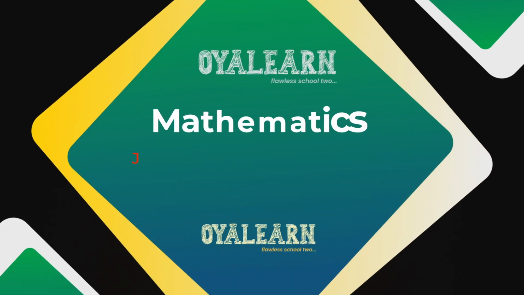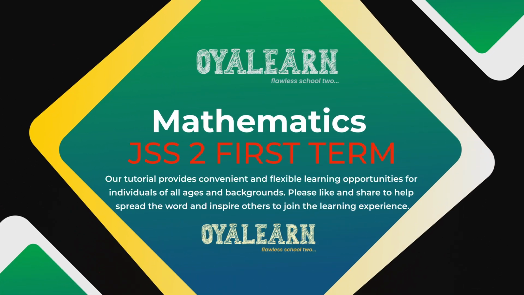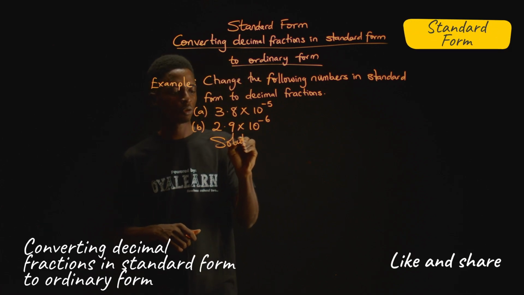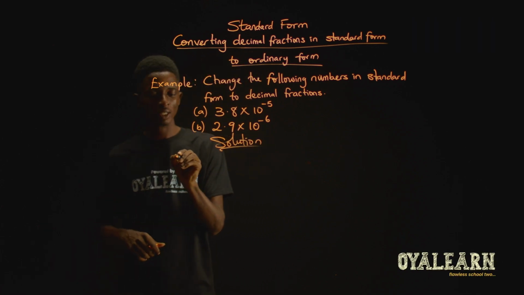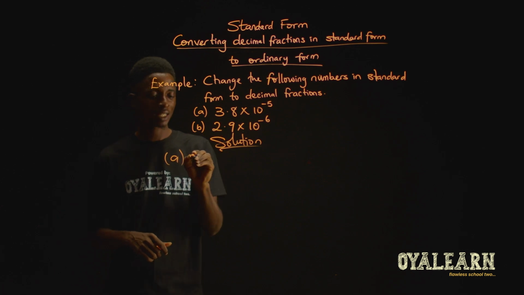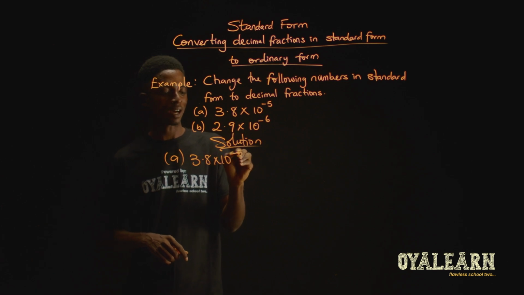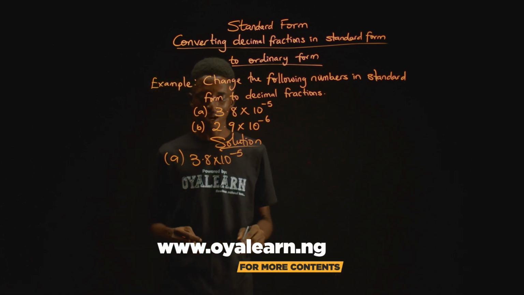Now let us change these numbers, which are already in standard form, to decimal fraction. Solution. Question A asks us to convert 3.8 multiplied by 10 raised to the power minus 5 to decimal fraction.